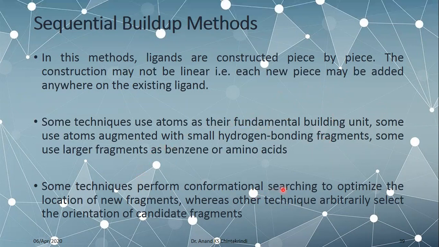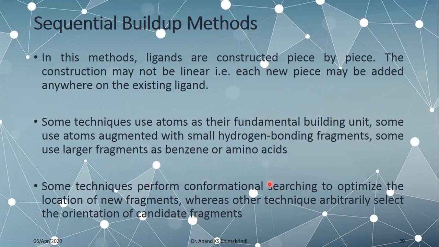So some techniques perform conformation checks. This is how the building units are defined, and some techniques perform conformation searching to optimize the location of new fragments. That is, the conformations are searched thoroughly. You search for different conformations such that it optimizes the location of the new fragment, whereas other techniques arbitrarily select the orientation of the candidate fragment.